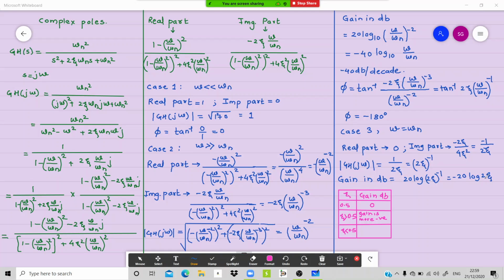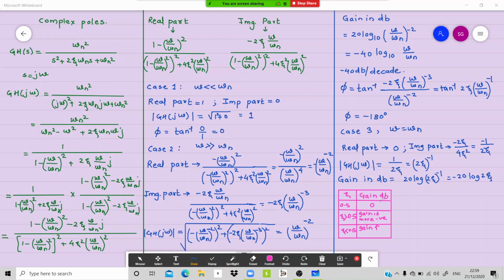Log of 1 is 0. Log of something which is greater than 1 will be positive. Log of something which is less than 1 is always negative. So that value will be negative. Minus will become positive, and here the peak increases. So we can say gain increases.